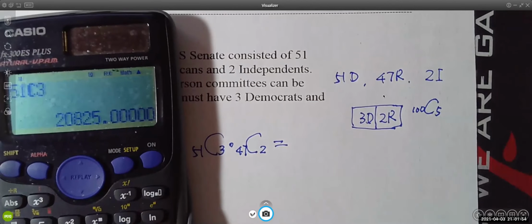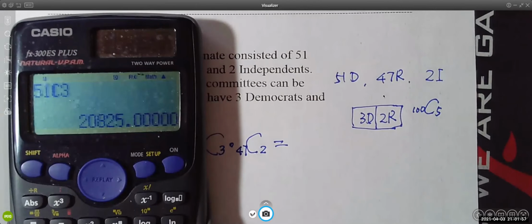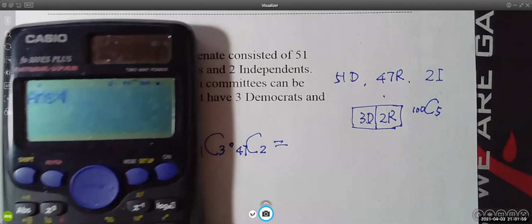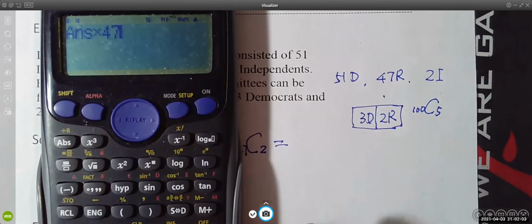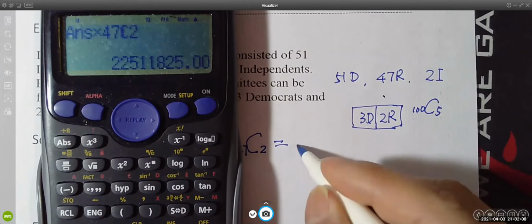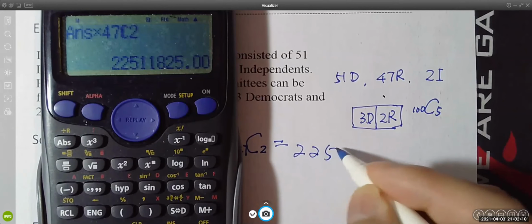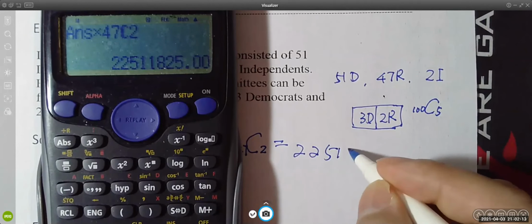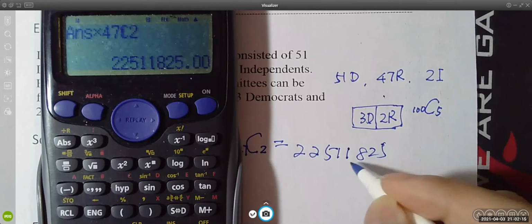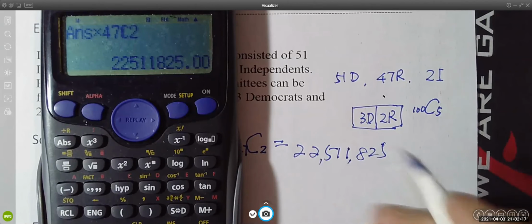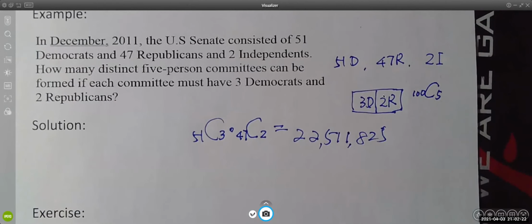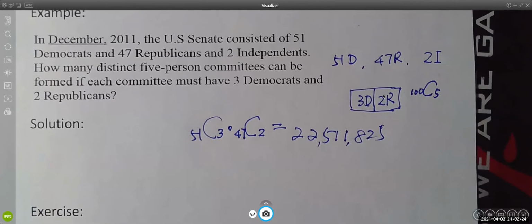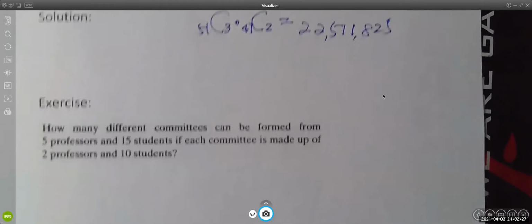Well, that's a big number. We don't have to write it down. That's times. Select 2 out of 47. Certainly this is a big number. I expect a big number. 1, 1, 8, 2, 5. That's more than 22 million different committees. More than 22 million different committees. Okay, move on to the next one.